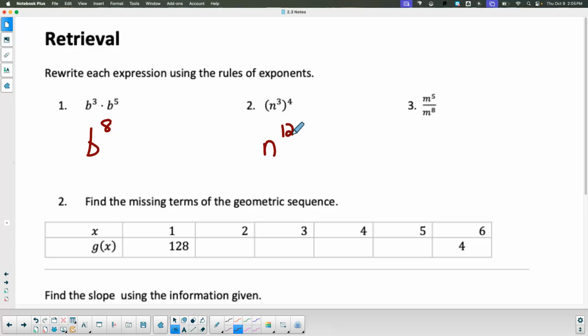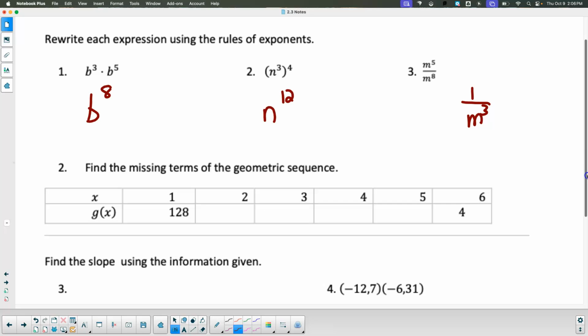Number 3. What do you got? Do I like negative exponents though? No. So what do I like instead? 1 over m to the 3rd power. I like that better. Yeah.